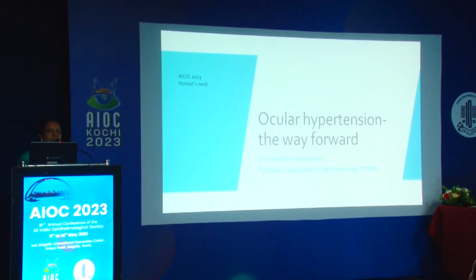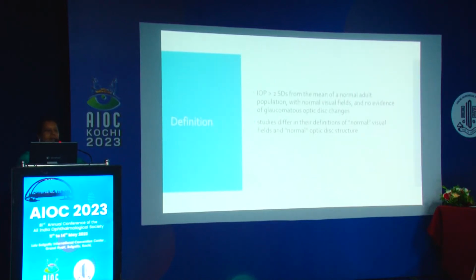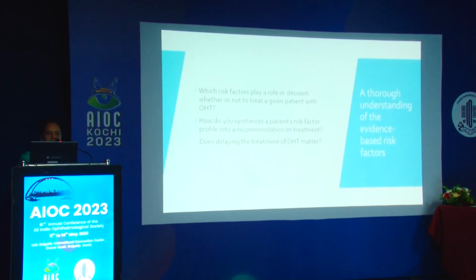So, my topic is ocular hypertension, the way forward. We all know the definition of OHT: IOP more than two standard deviations from the mean of a normal adult population, with normal fields and no evidence of optic disc changes. However, studies differ in the definition of what is normal fields and normal optic disc structure.